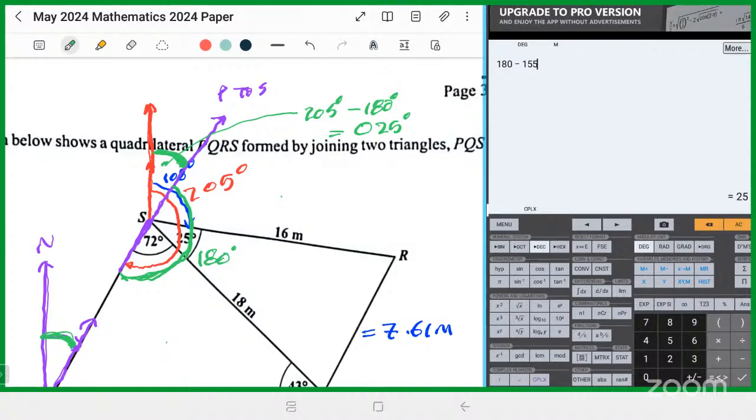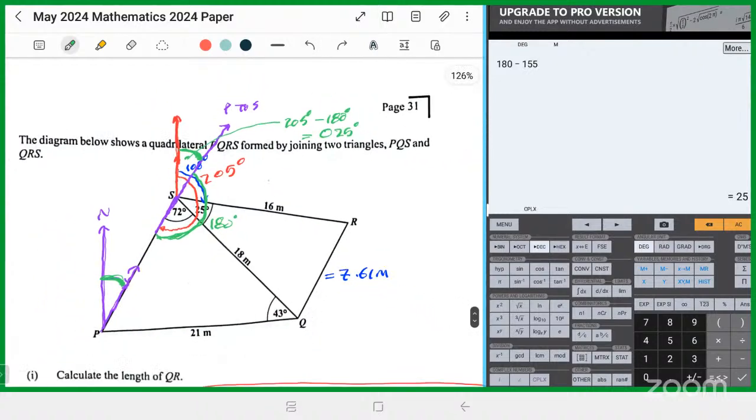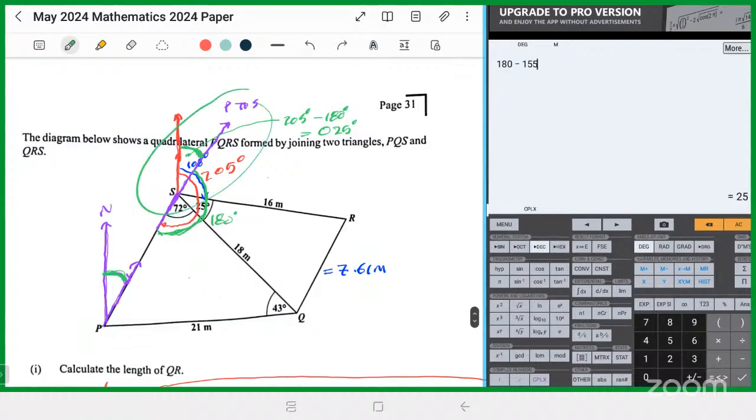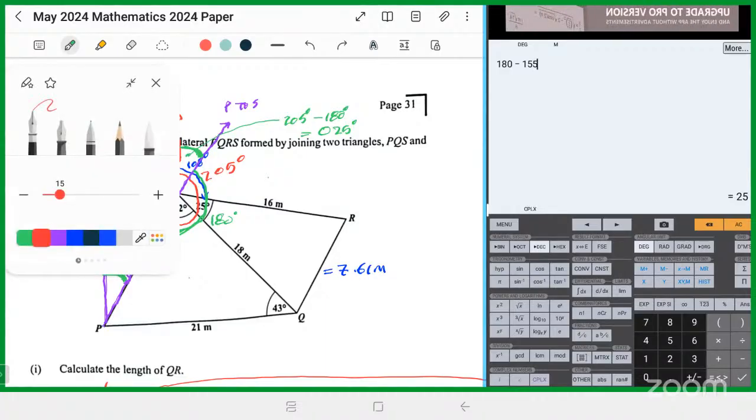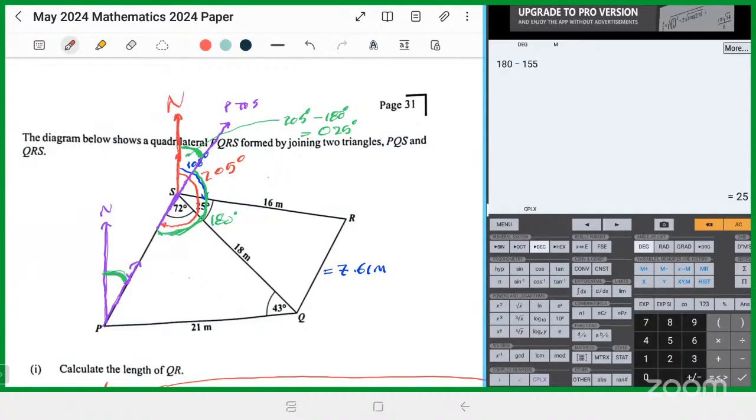Everybody okay? Yes, sir. If I'm doing the exam, I'm putting all these markings on my diagram. I even put this P to S direction on the diagram, same way. And get the answer much more quickly and go about my business.